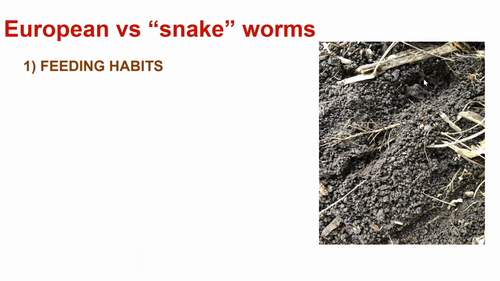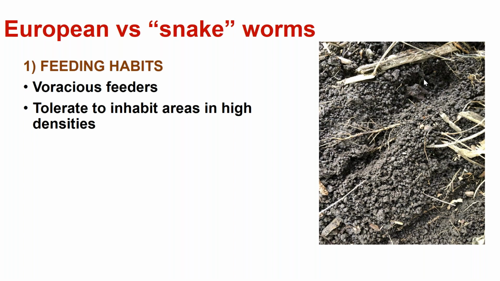Do we need to do something? Should we be concerned? And what needs to be done? So how are they different from European earthworms? First of all, feeding habits. As I mentioned before, they eat fast, they eat a lot, and they come in large numbers. So you definitely will see the infestation, something you normally don't see with the European ones, because they are more spread out. Even if you have a lot of them, you don't see as much. They're not as visible.